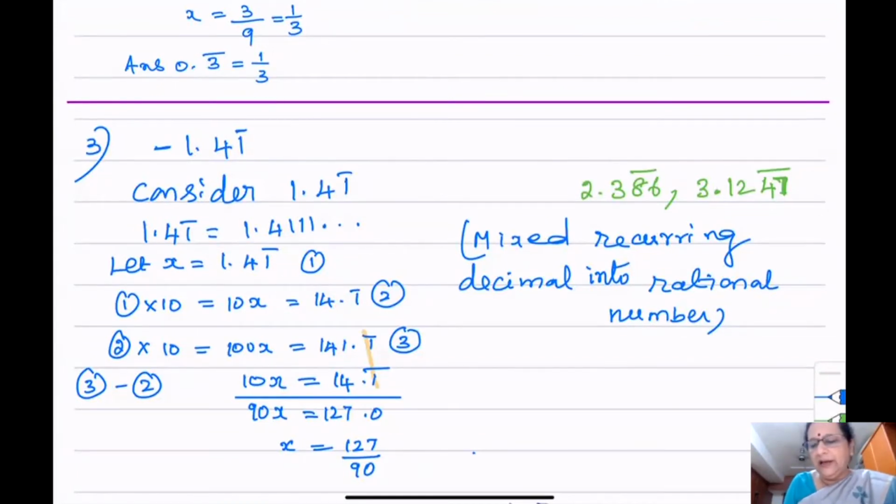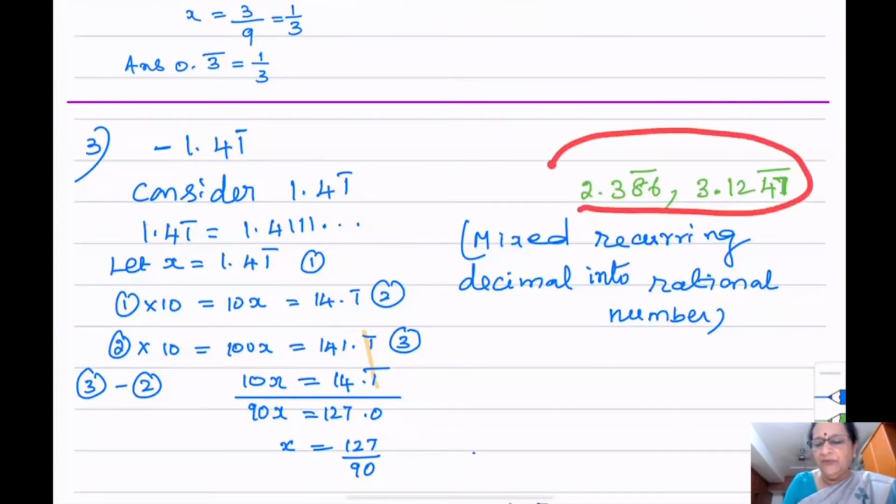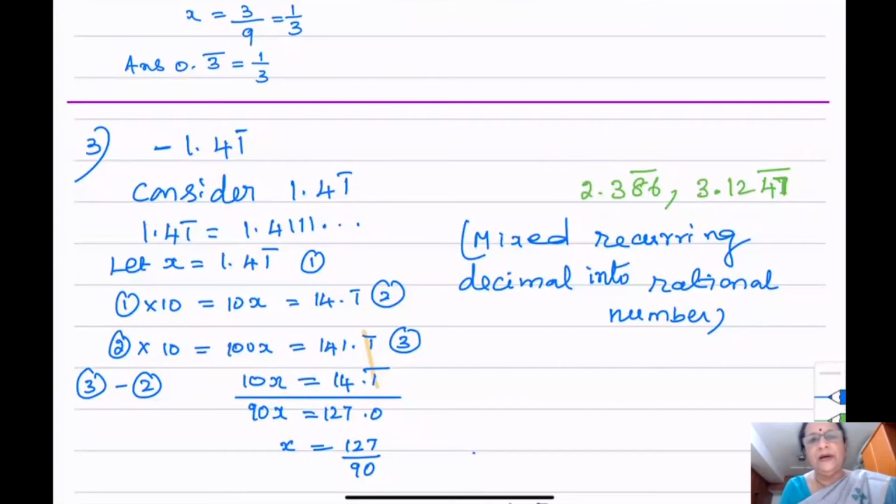I have given two more examples for mixed recurring decimals. 2.386 bar, 6 alone is repeated, 3 and 8 are not repeated. Here 3.1247 bar, the 47 alone is repeated, so this decimal number will be 3.12 then 474747, it will go like that. So these types of numbers, where a few digits are repeated and a few digits are not repeated in the decimal part, are called mixed recurring decimals.